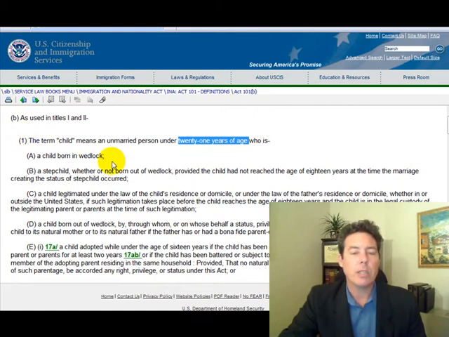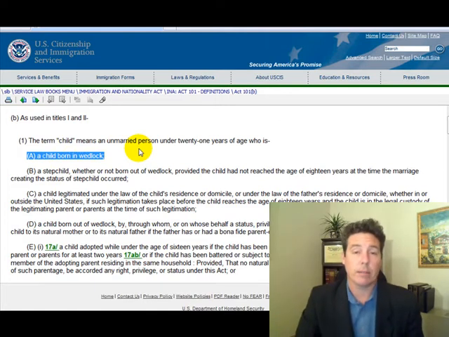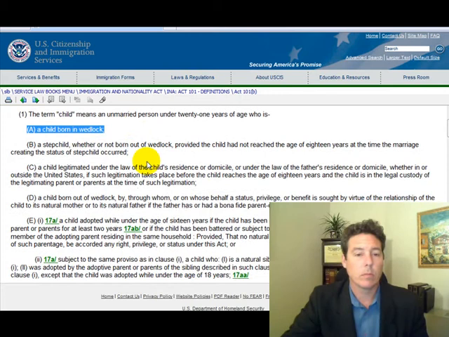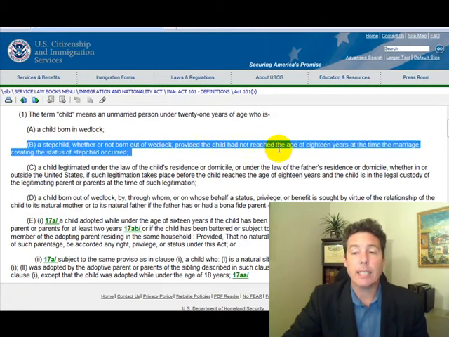But the term child means an unmarried person under 21 years of age who is a child born in wedlock. Okay, so what that means then is a married couple having a child. Second, B, a stepchild, whether or not born out of wedlock, provided the child had not reached the age of 18 years at the time the marriage creating the status of stepchild occurred.